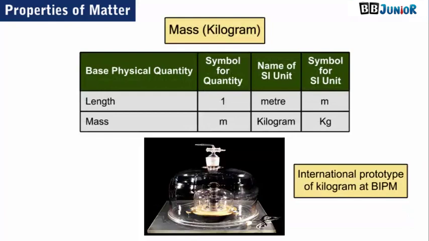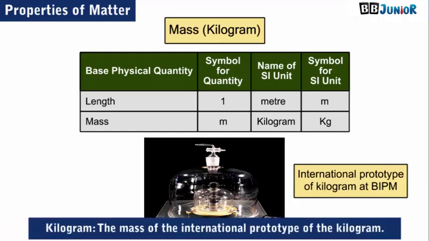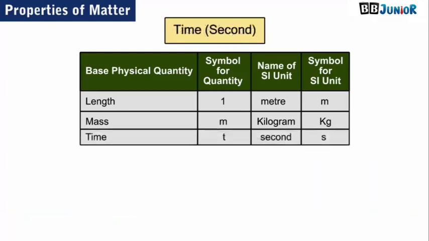The SI base unit of mass is kilogram, which is equal to 2.2 pounds. As per the SI unit, kilogram is the mass of a specific cylinder of platinum-iridium alloy kept at the International Bureau of Weights and Measures in France. Thus, it can be defined as the mass of the international prototype of the kilogram. The SI base unit of time is second.